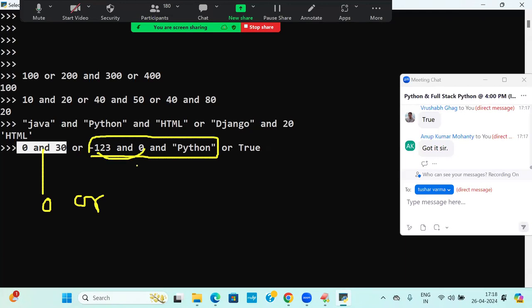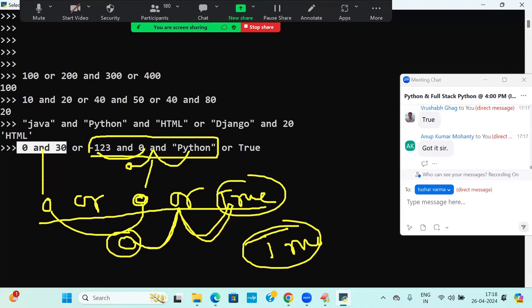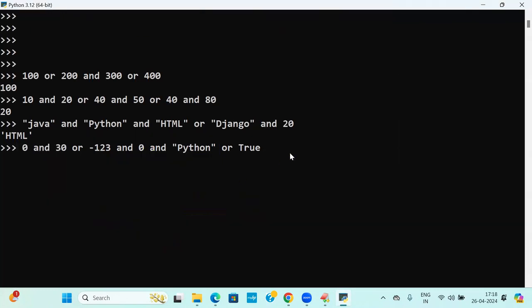Evaluate this thing. What is the answer? 0. 0 and Python. 0. What is the answer now? 0 or what? True. 0 or true. 0 or 0. Which 0? First 0 or second 0, no problem. Anything is 0. 0 or true. True. 0 means what? False. False or true? True. In true place, what is there? True is there. The answer is called what? True.